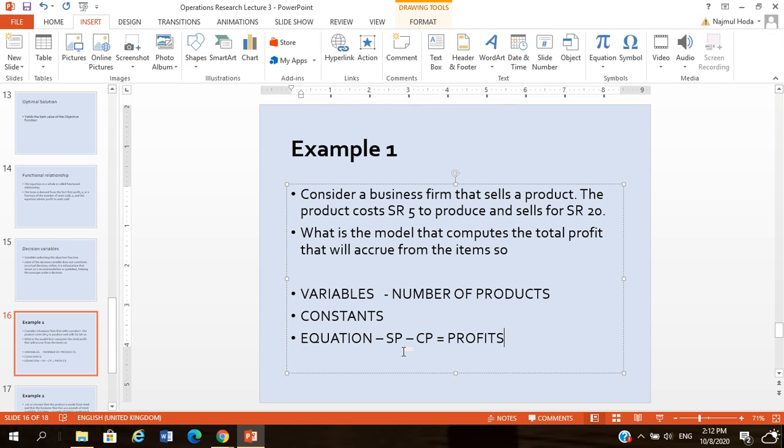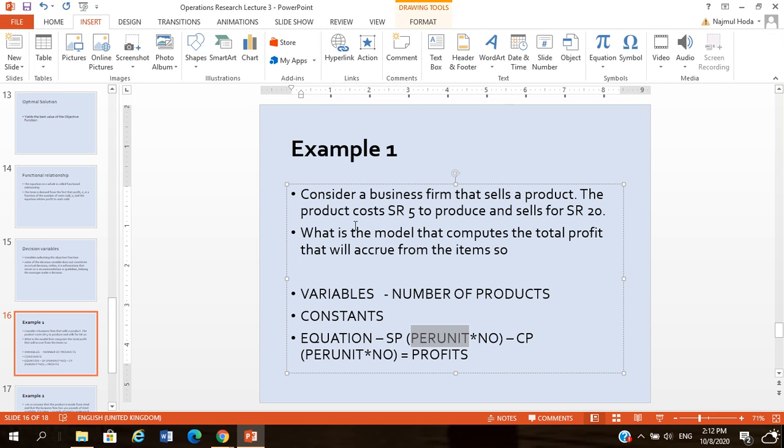Now, how do we calculate the selling price? Selling price per unit multiplied by the number of products, and the cost price, again the per unit cost which is given, multiplied by the number. So, if we know these values, these are constants: the per unit selling price is 20, you cannot change that, it is called a constant. The per unit cost price is 5, this is a constant.